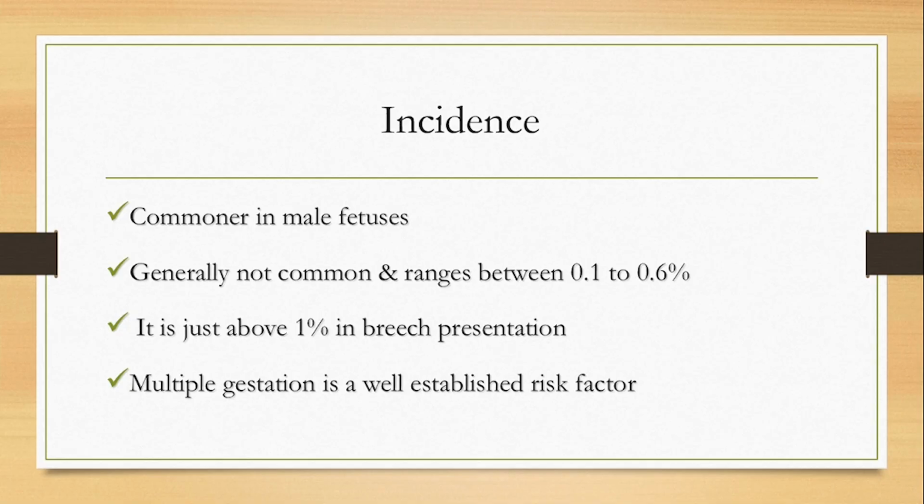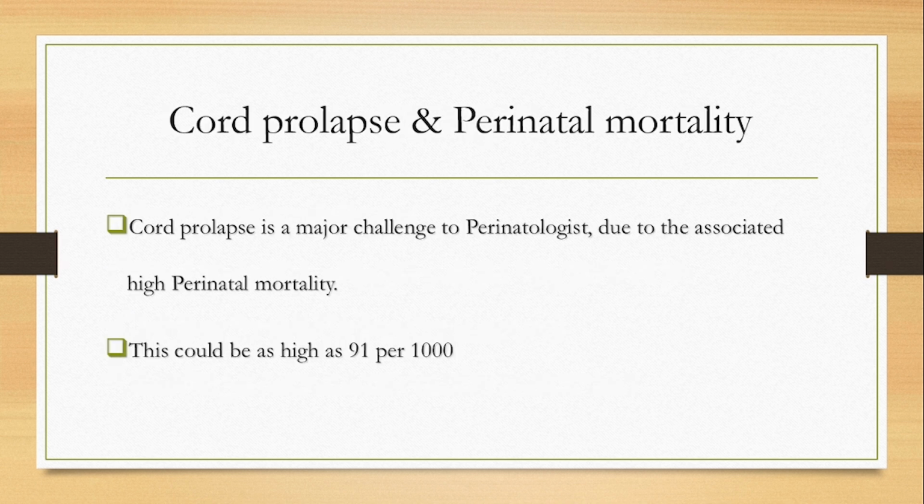The incidence is usually between 0.1 to 0.6%, so it's not very common. It's just above 1% in breech presentation. It's common with abnormal lies. Multiple pregnancy is a well-established risk factor for cord prolapse.